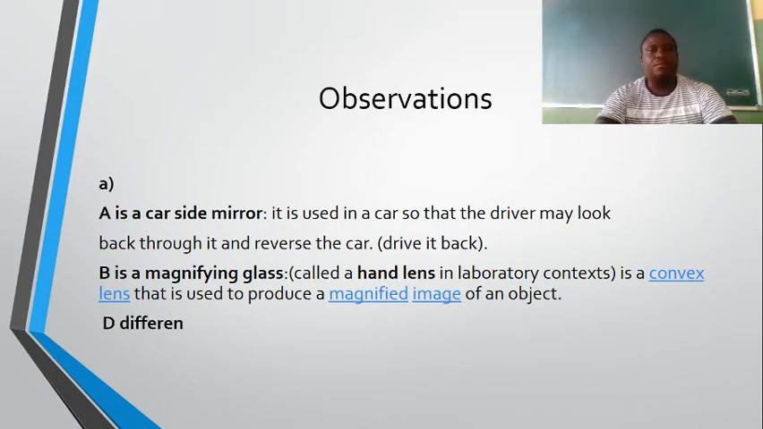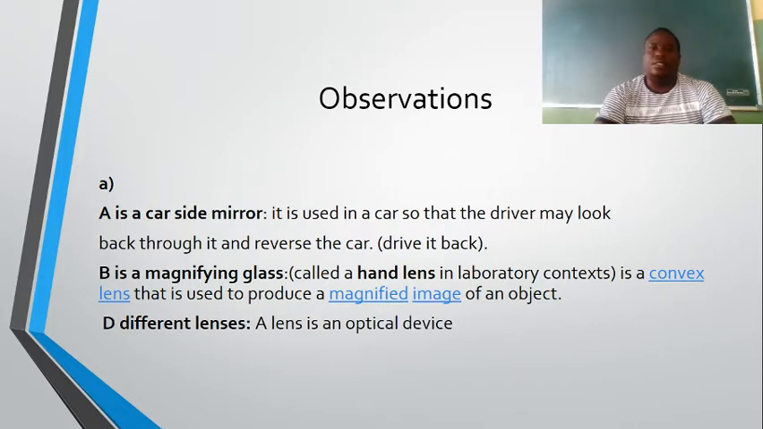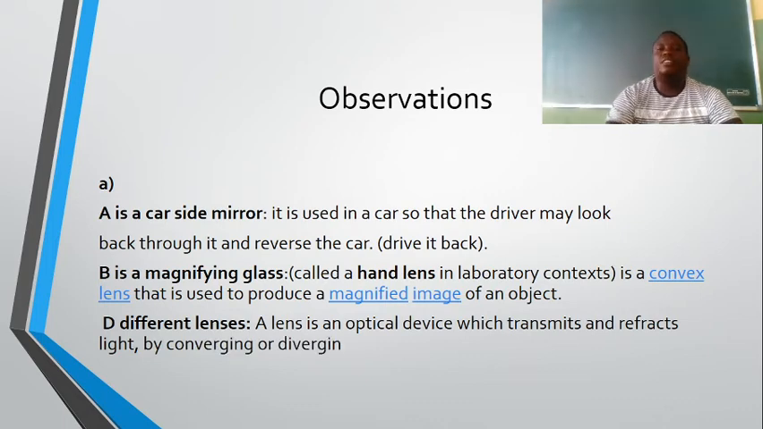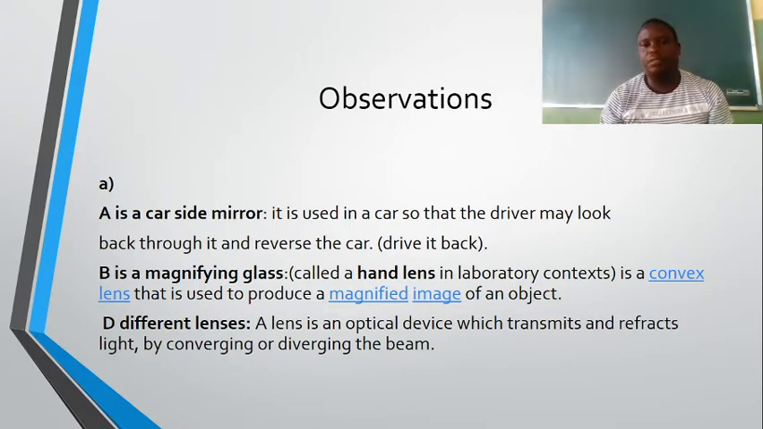So D is what? It is different lenses, as I have told you. A lens is an optical device which transmits and refracts light by converging or diverging the beams. We will explore it very deeply in this lesson, how they have these properties of transmitting and refracting light by converging or diverging the beams. This is our concern in this lesson today.